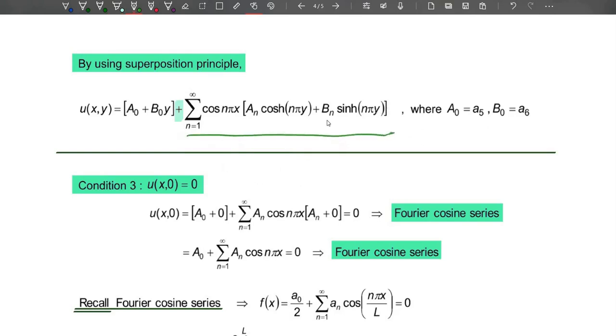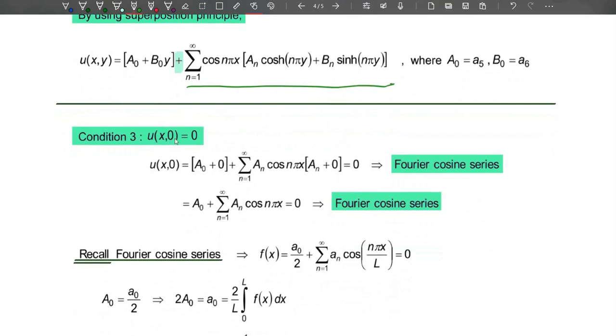The third condition, which is U_X(0) equal to 0, means here we just need to substitute Y equal to 0 in this equation. Therefore, we're going to have U_X(0) equal to A0 plus B0Y. So A0 is still there, plus B0Y, where Y is 0. That's why here A0 plus 0 plus the summation n from 1 to infinity cos n pi x. This one remains because we just need to substitute Y equal to 0.